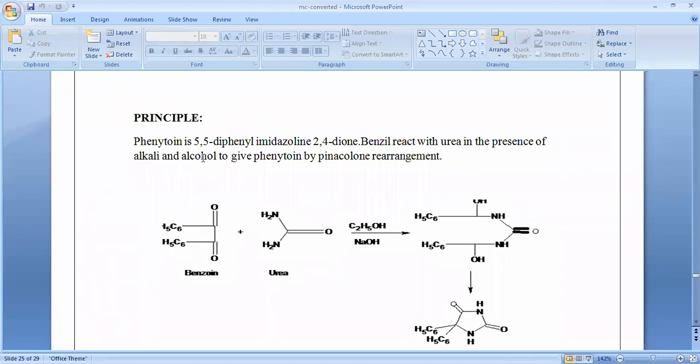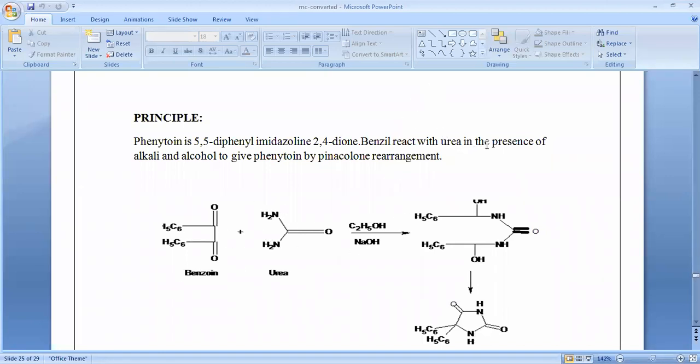What is phenytoin? Phenytoin is a 5,5-disubstituted imidazole molecule. So 5,5-disubstituted means 5,5-diphenyl imidazole 2,4-dione. The chemical name of phenytoin is 5,5-diphenyl imidazolidine-2,4-dione. So two ketone functional groups are there, and the parent ring is imidazole. So how is it synthesized?